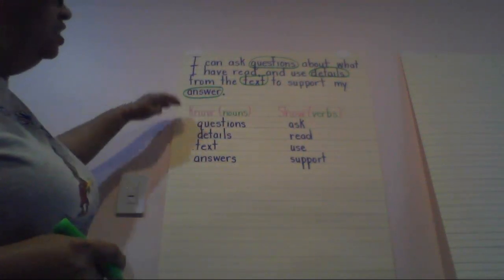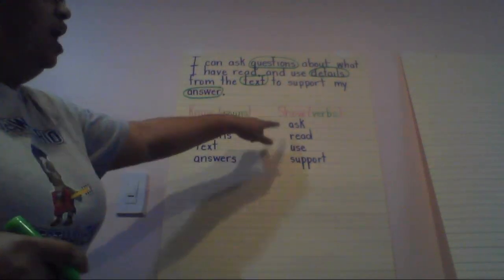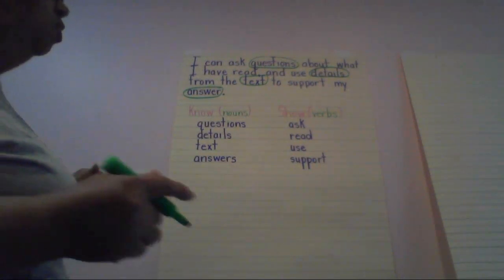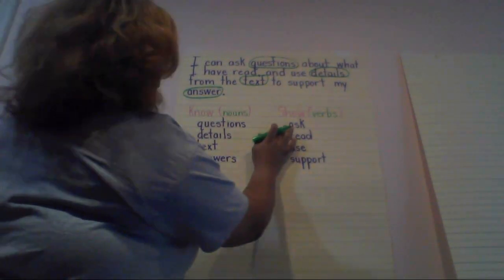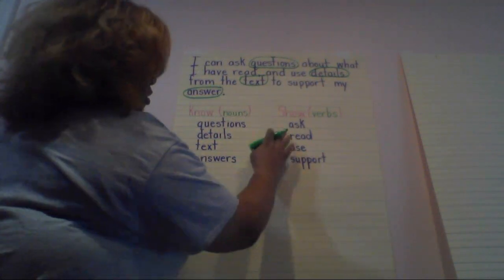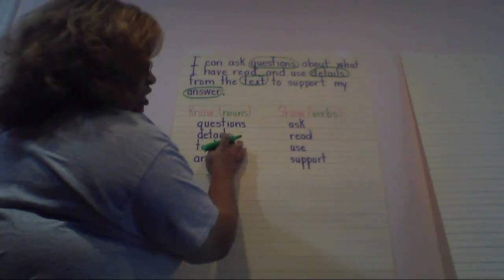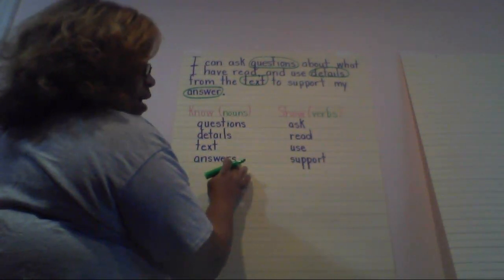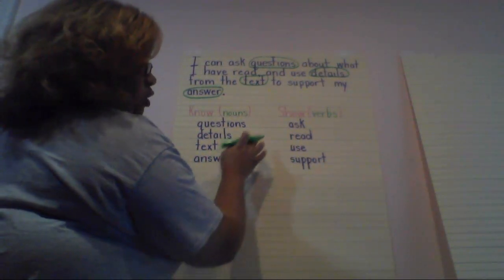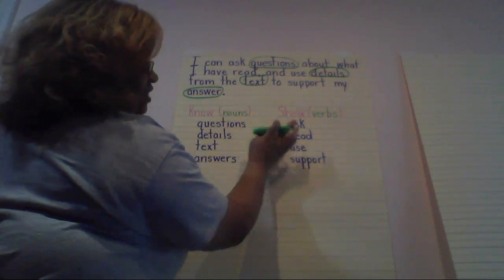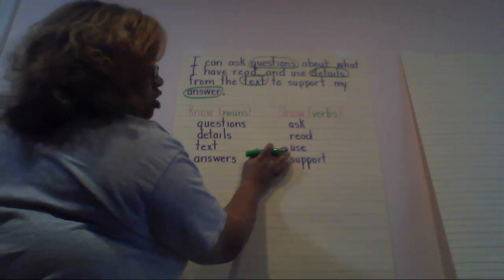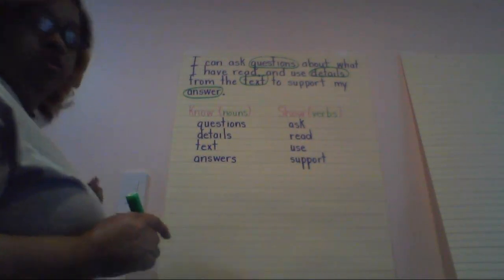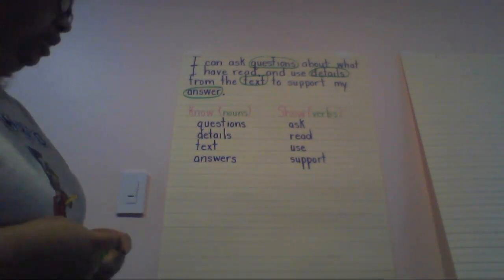So the next thing we need to focus on is how we show that we understand text that we're reading. We do it by asking questions. We read for the details. We use the text to support our answers. So we'll be asking, reading, using, and supporting. So those are our knows and shows for this particular lesson.